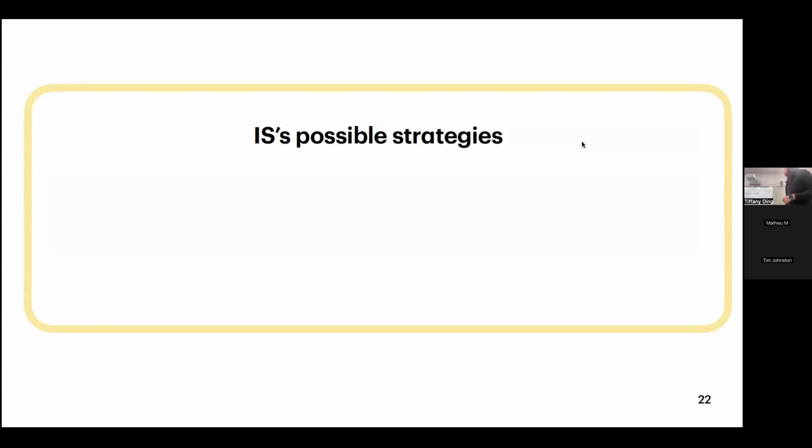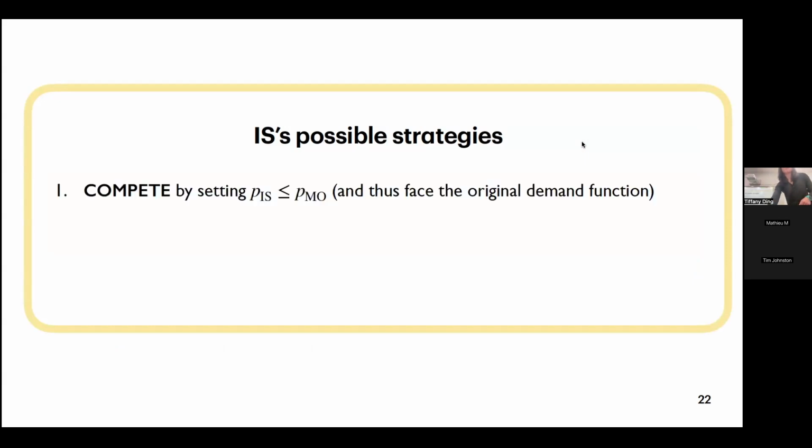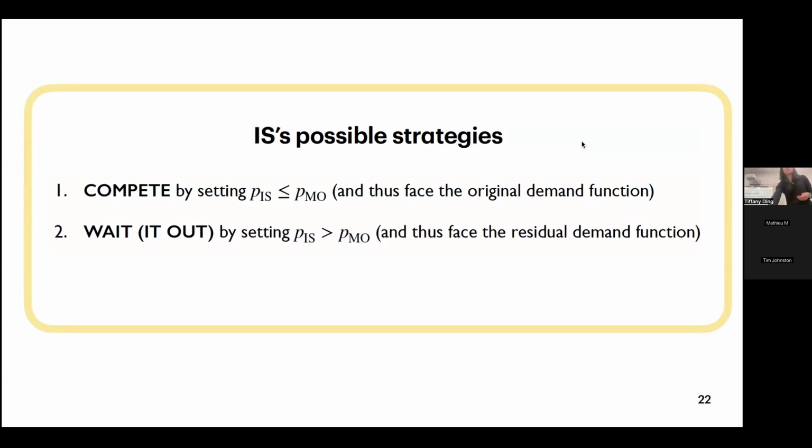Yeah, so now we can think about what are the possible strategies that the independent seller could take. So one is that after observing Amazon's price, they could decide to compete by setting a lower or equal price. And when they do so, they get to face the more favorable original demand function. They could also choose to wait it out by setting a price that's higher than the marketplace operator's price. And when they do so, they face the less favorable residual demand function, but there's the benefit of being able to set a higher price.